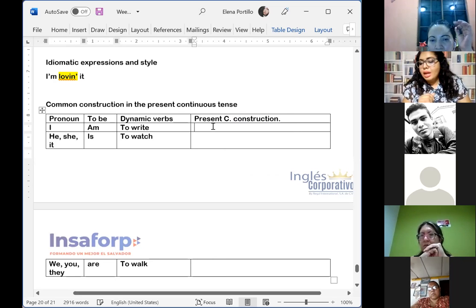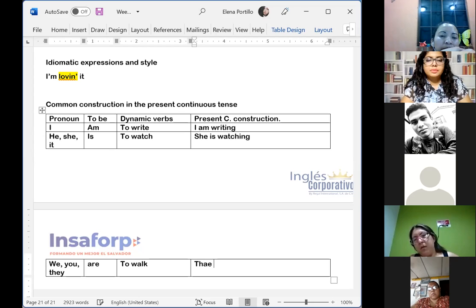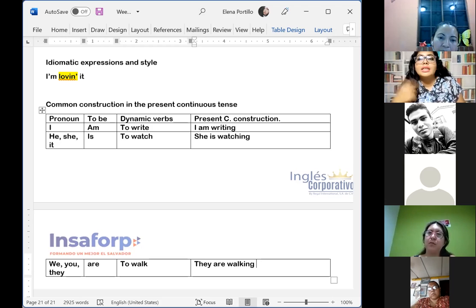And we have the number one. I am writing. Very, very simple. Number two, she is watching. And number three, they are walking. So that's the construction of the present continuous sentence. We are going to add the pronoun, the verb to be that corresponds to the pronoun. And we are going to take the verb and transform it by adding the ing at the end of the verb.